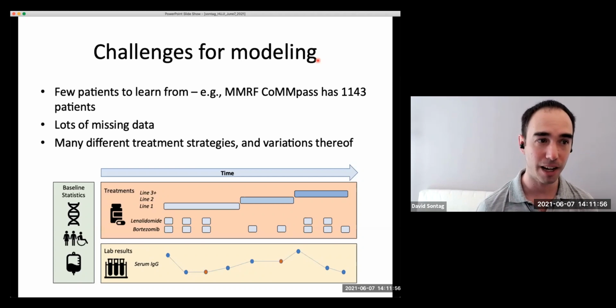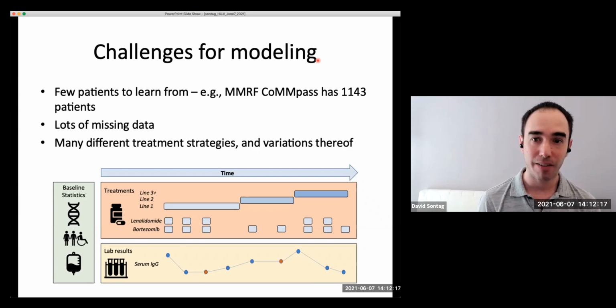Now, 1,000 might sound like a big number, but there's so much heterogeneity in this population in terms of the different treatment strategies patients are on, but also on their underlying genomic heterogeneity, that it is actually not that much data. There might be only 1 or 2 patients like any single patient in that data set.